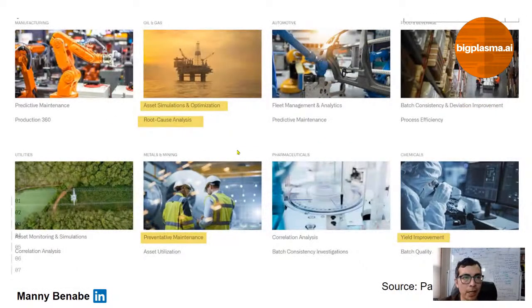If you look at their website, what are they offering on the industry front? A couple of interesting industries. So manufacturing, oil and gas, automotive, some of the ones that you would expect. And then in terms of use cases, asset simulation, optimization, root cause analysis, preventative maintenance, this is all pretty standard stuff. You'll find this on almost any industry 4.0 IoT platform offering.